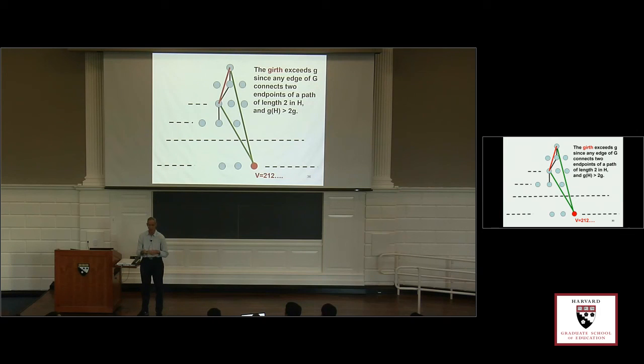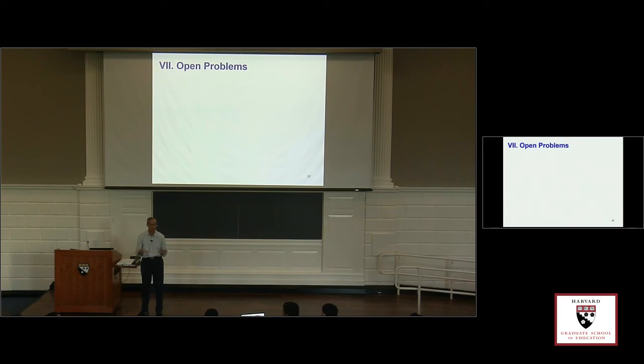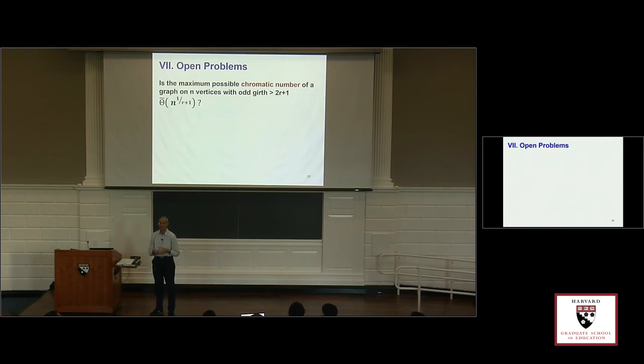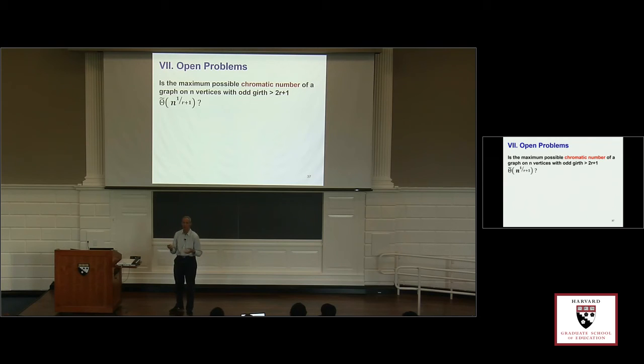So that's the construction. And let me just finish and mention some problems that I basically mentioned already, but I want to repeat them. The first one was this quantitative question of what is the maximum possible chromatic number of a graph on n vertices in which the odd girth is bigger than 2r plus 1. Is it true that up to logarithmic factors, this behaves like n to the 1 over r plus 1? This is true for r equals 1, and it's true also if we modify the question a little bit. We don't know it in general.